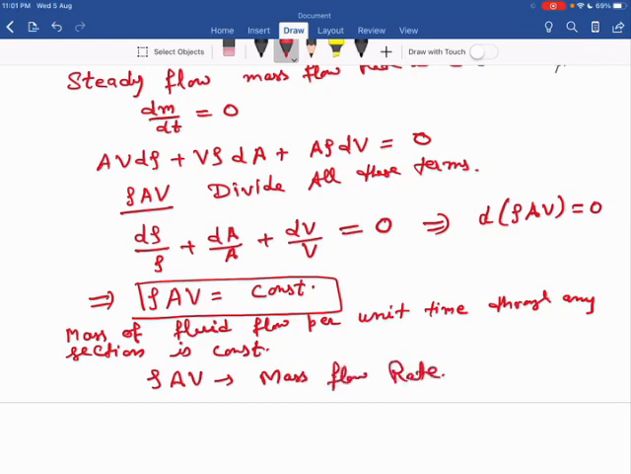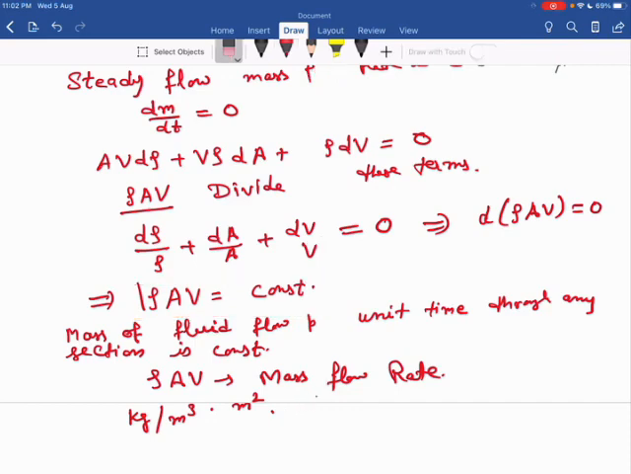Now you see its units also. For rho we have kg per meter cube, into area is meter square, into the volume is meter cube. So V is velocity, not volume, it is velocity. Now the unit for V is meter per second. So you can see meter cube cancels with meter cube. So unit for rho AV becomes kg per second. So therefore the term rho AV represents the mass flow rate. So the mass flow rate is constant along any section. That is the general form, that is the continuity equation.